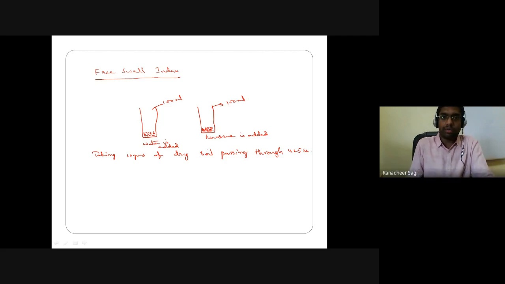Now what I am doing is, I have taken two identical jars of some standard volume, let's say 100 ml. Into both the beakers I have placed 10 grams of dry soil particles passing through 425 microns. In jar 1, I am going to add water so that the total volume is 100 ml. In the other case, I am going to add kerosene so that the total volume is also 100 ml.